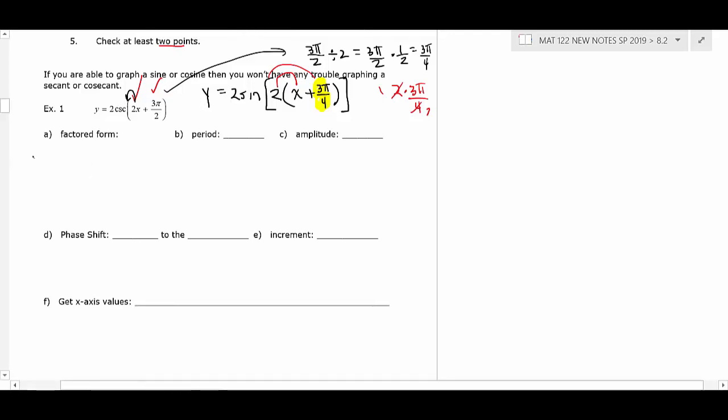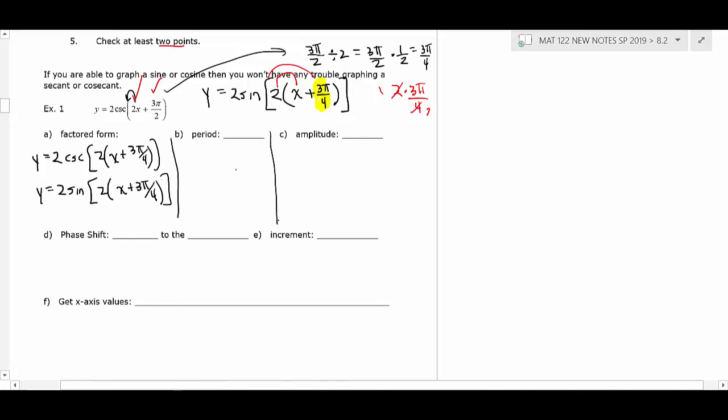Okay, so the factored form we would have for this cosecant is 2 cosecant of 2 parentheses x plus 3 pi over 4. But what we're going to focus on is graphing the sine of this. And then once we get that graphed, it should be real easy to sketch that cosecant. Okay, so that's what you do. If it needs to be in a factored form, put it in a factored form.